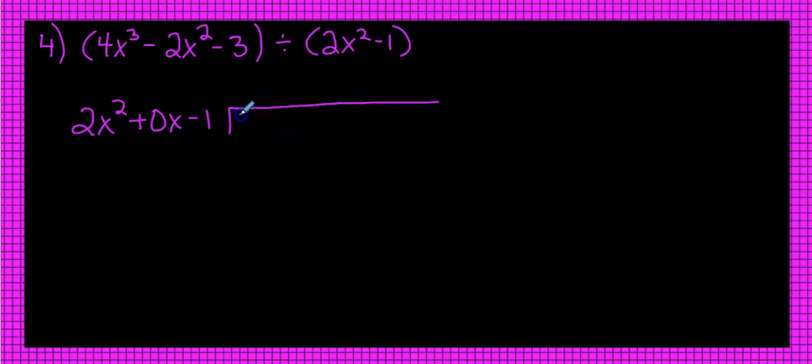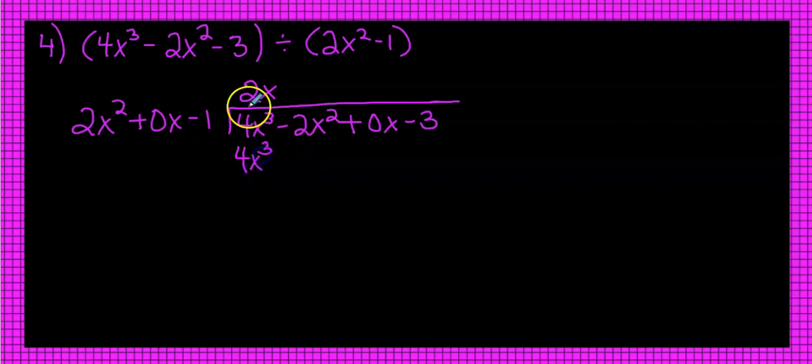And then my 4x cubed minus 2x squared. And again, I need a plus 0x as a placeholder. Minus 3. Okay, and then we can start doing our division. This is going to be a 2x. That times that, 4x cubed. That's going to be plus 0x. And then that'll be minus 2x.